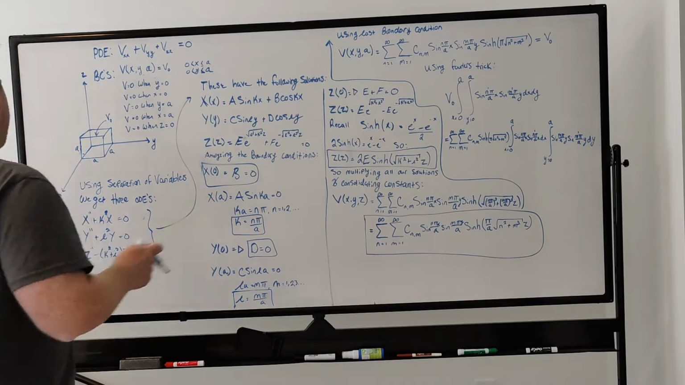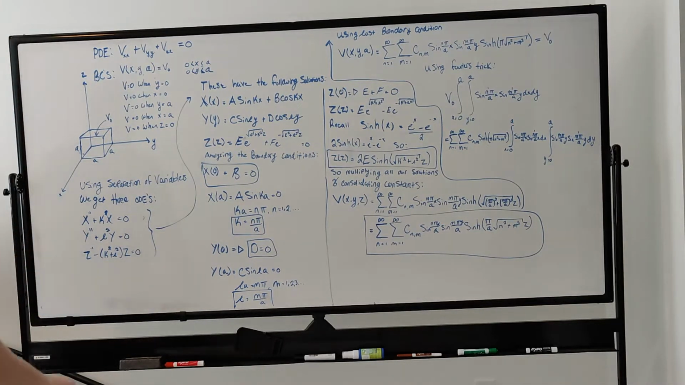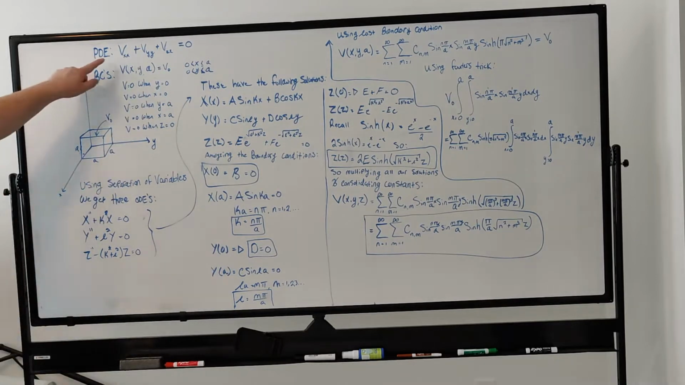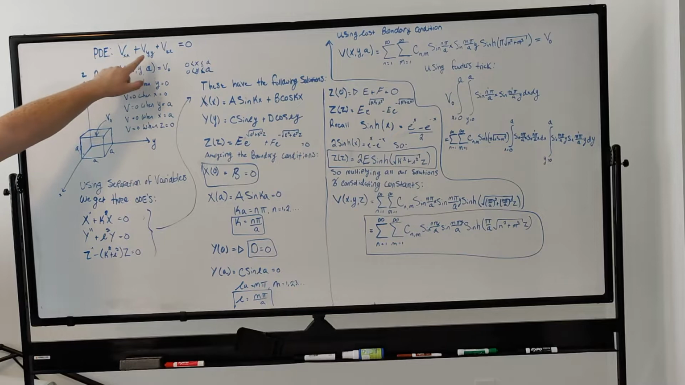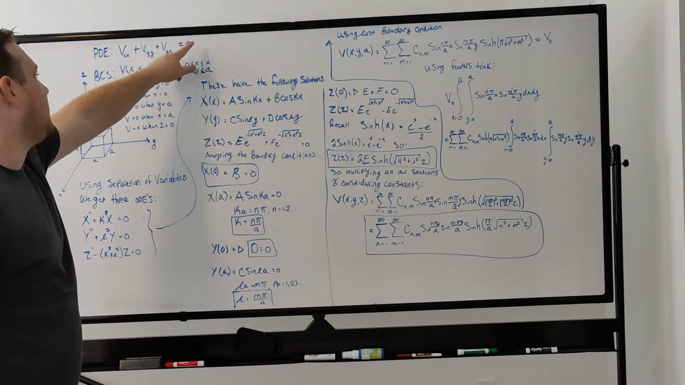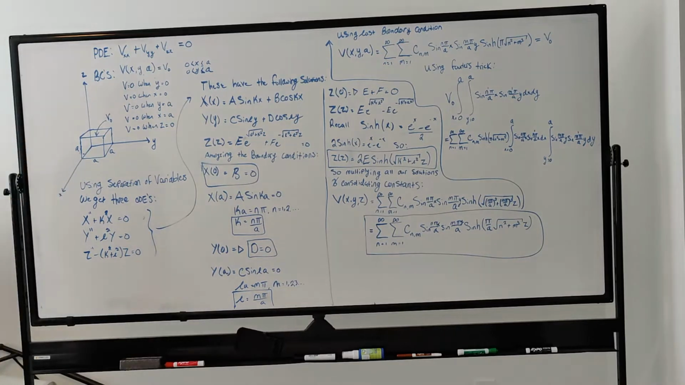Alright, so this problem is essentially just solving Laplace's equation in 3 dimensions. I've written Laplace's equation here: the partial derivative of V with respect to x twice, plus the derivative of V with respect to y twice, plus the derivative of V with respect to z twice, is equal to 0. So that's Laplace's equation.